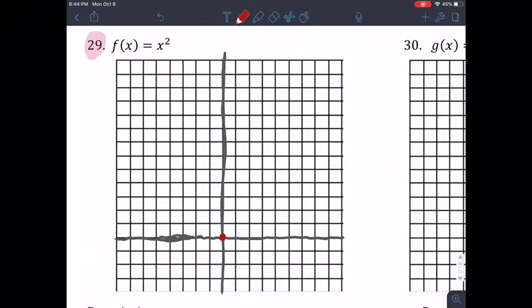Since I have the parent function, I have to start at 0, 0. Then it's just a pattern of going my spaces. Right 1, up 1. Right 1, up 3. 1, 2, 3. Right 1, up 5. 1, 2, 3, 4, and 5.